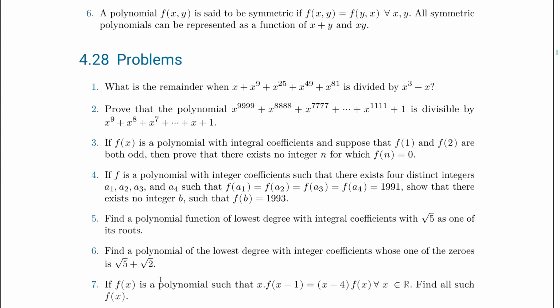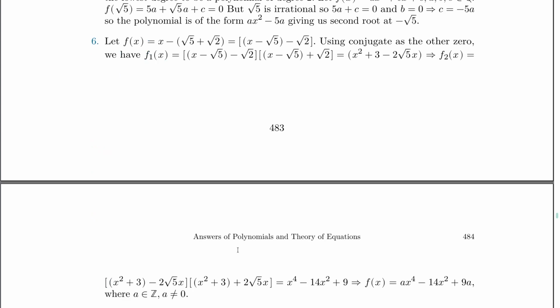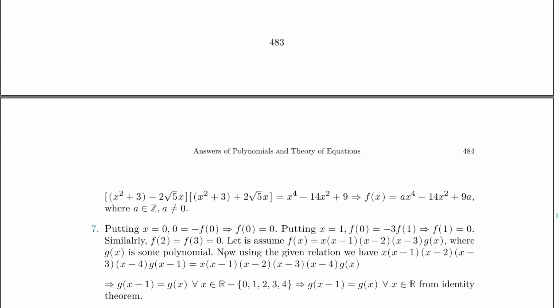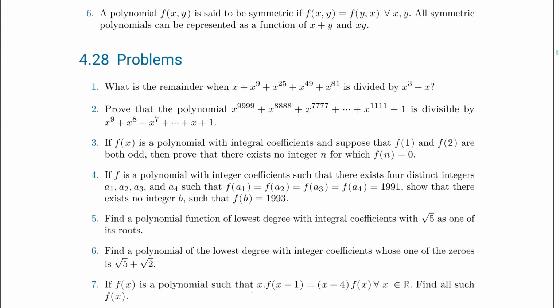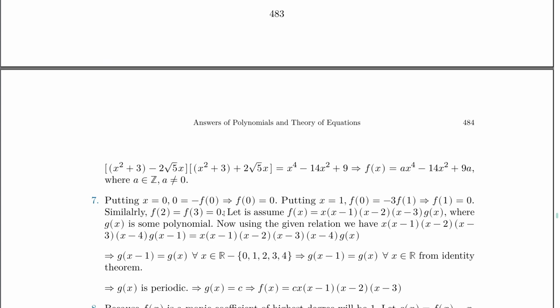Question 7 says that if f(x) is a polynomial such that x into f(x minus 1) is equal to (x minus 4) f(x) for all x in R, find all such f(x). So we are given the equation. What we do is we put x is equal to 0. When we put x is equal to 0, this becomes f of minus 1, and this becomes minus 4, and this becomes f of 0. So we have 0 is equal to minus f of 0. So f of 0 is 0.